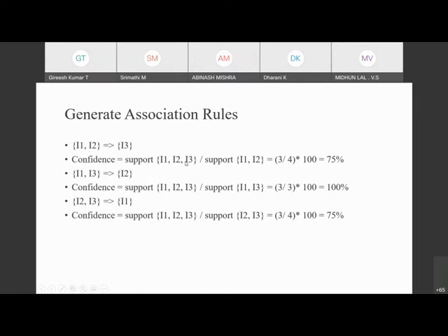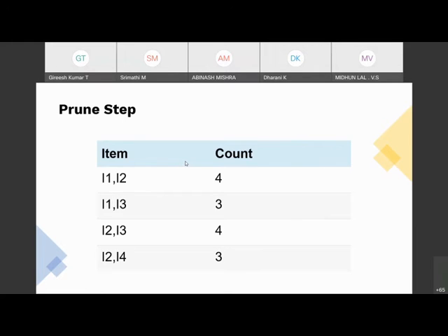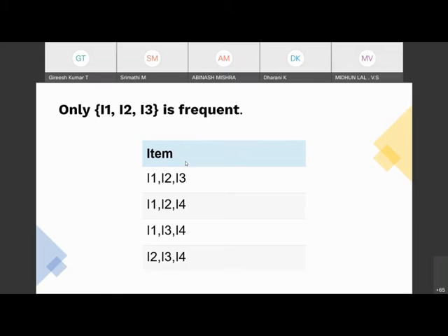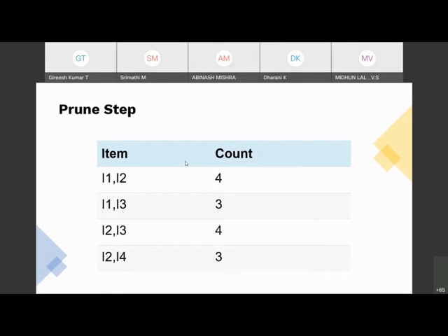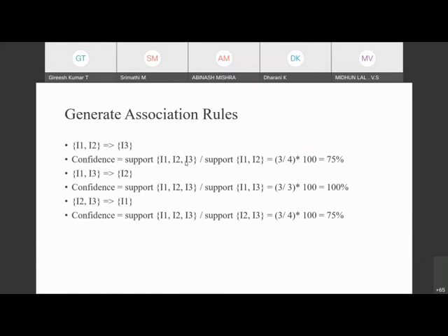You can see the I1, I2, I3 combination count is 3. Okay, I1, I2, I3, you can go to the table. I1, I2, I3 is 3. And for the support of I1 and I2, we see the support is 4. That's the reason I have written 3 by 4 into 100. So for this particular rule, the corresponding confidence is 75. Our minimum confidence is 60%, and here 75 is greater than 60%. So this rule you have to take.